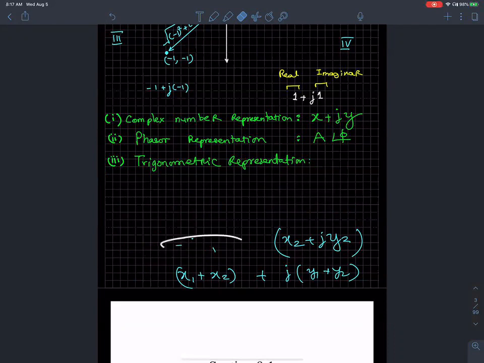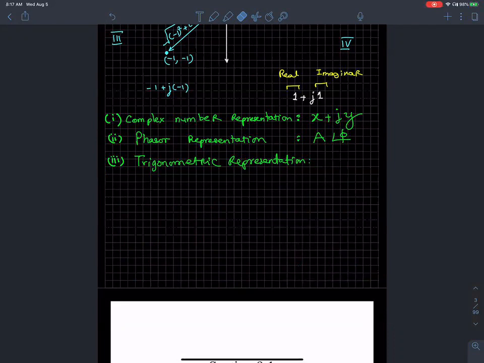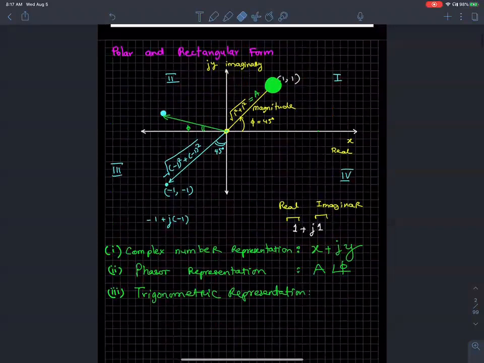This becomes absolutely clear, hopefully, when we do enough problems. But that's a preview of what to expect. We're going to look at sinusoidal waves in their trigonometric representation, and then I'll show you how to represent that in a phasor form and how to represent that in a complex number form. Questions, please.